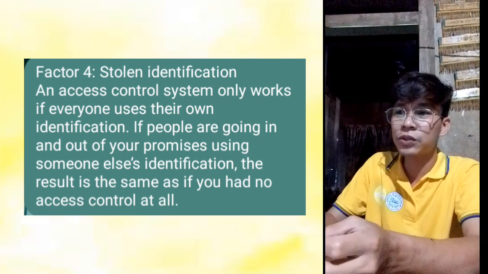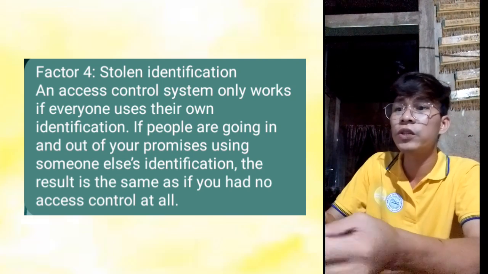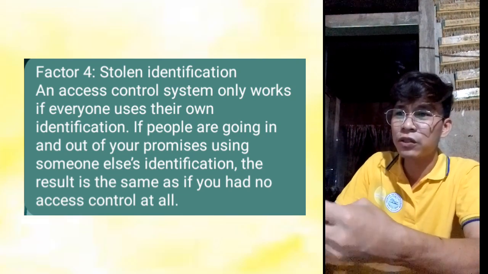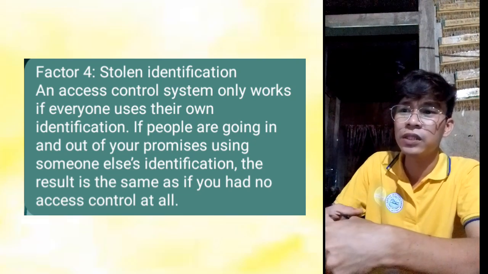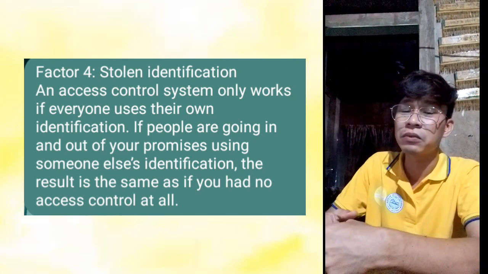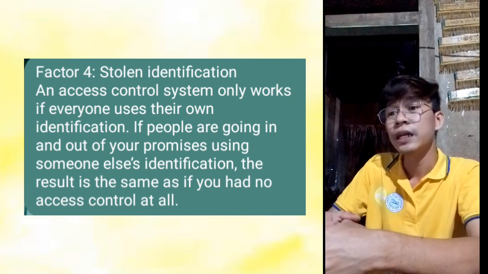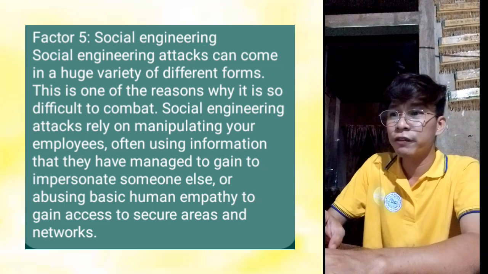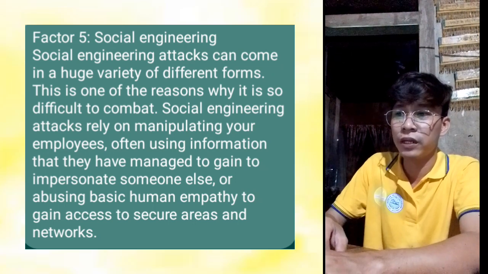Factor 4, stolen identification. An access control system only works if everyone uses their own identification. If people are going in and out of your premises using someone else's identification, well, the result is the same as if you had no access control at all. And the fifth factor, social engineering.